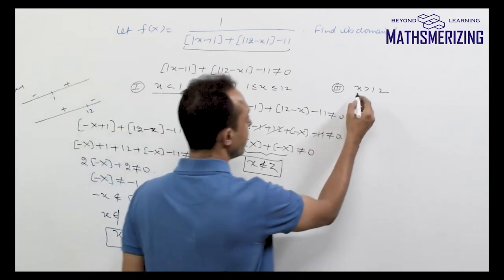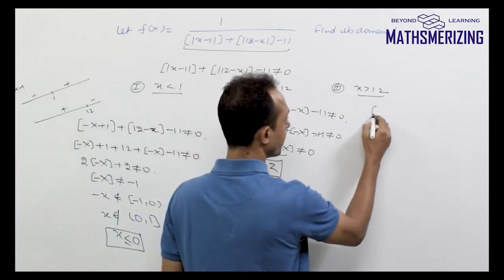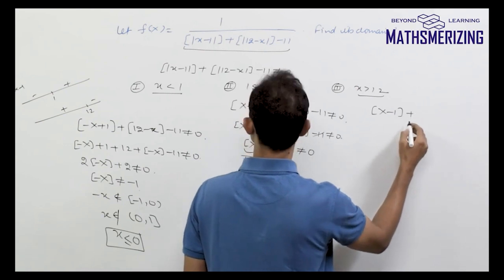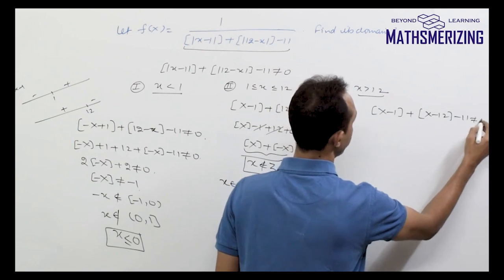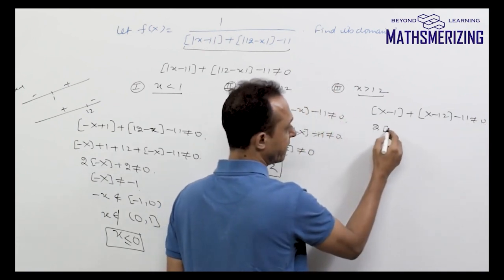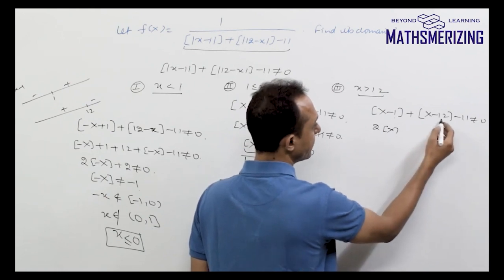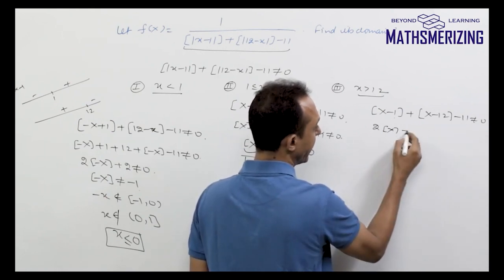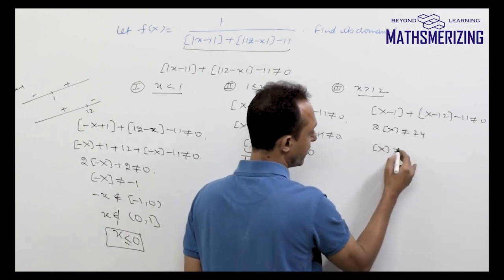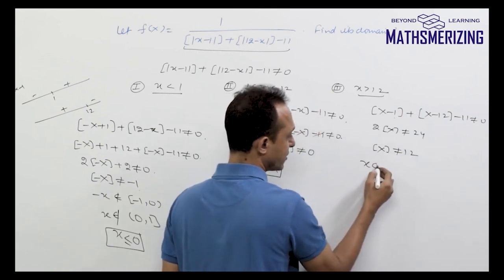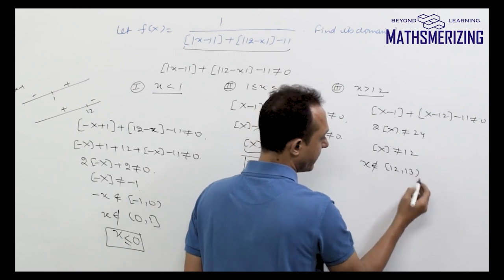And for the third case, when x is greater than 12, so this is positive and this is negative. So I'll write x minus 1 plus x minus 12 and minus 11 should not be equal to 0. So I can write 2 times greatest integer function of x. So minus 1, minus 12, minus 13. So minus 13 and minus 11. So there'll be minus 24. Greatest integer function of x should not be equal to 12. So that is x should not belong to 12 to 13.